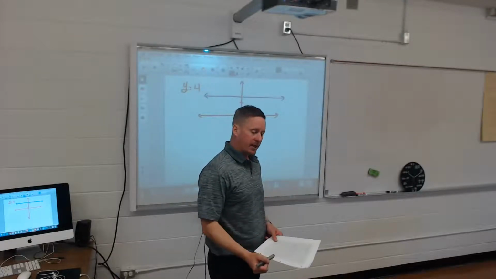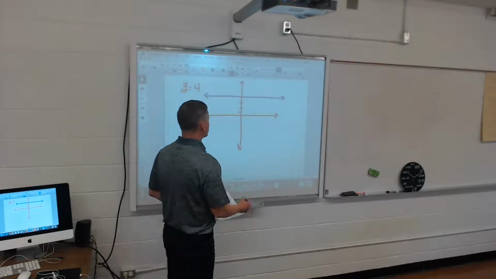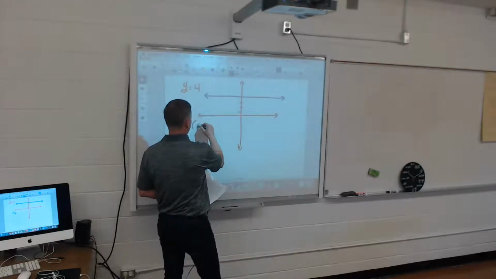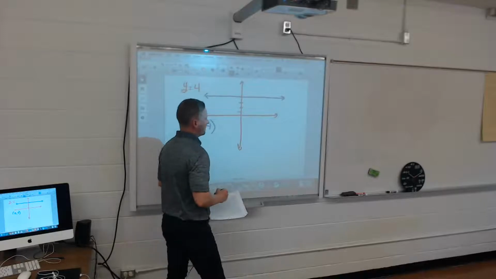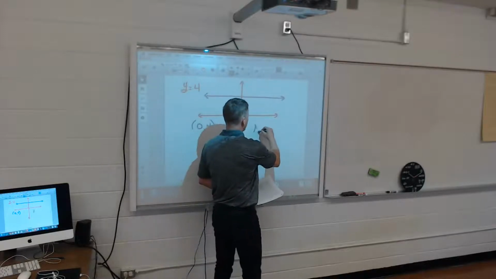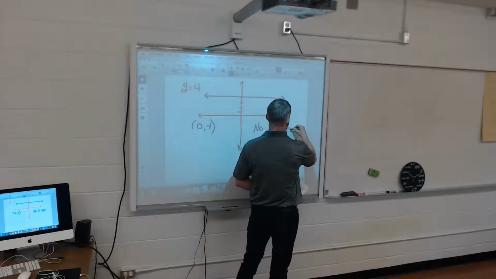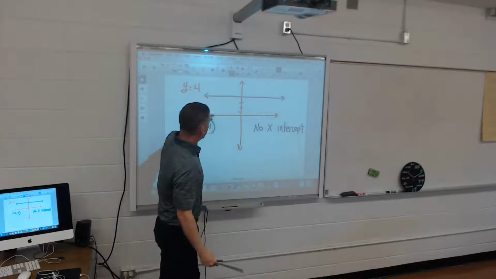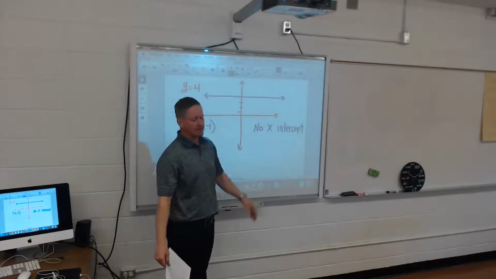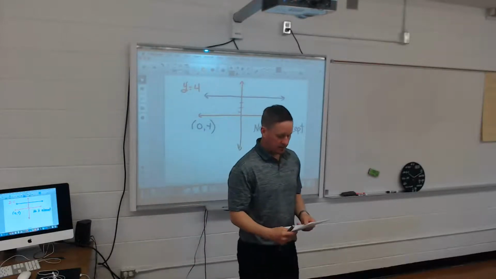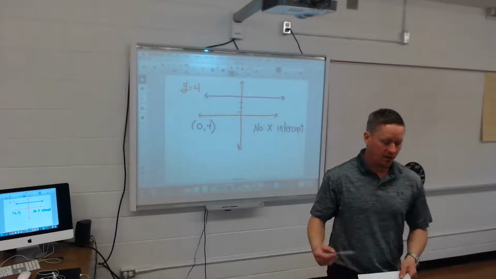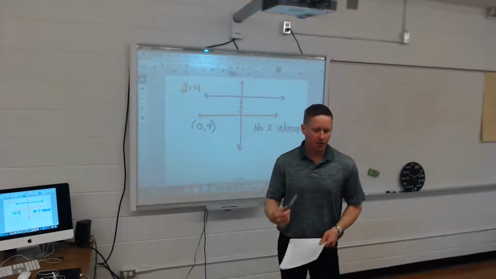So what that means for the intercepts is that I have a y-intercept of 0 and 4, and I have no x-intercept. Because it does not cross the x-axis, there's no x-intercept for that question. So that was a bit of a trick question to make sure that you were understanding how it works.